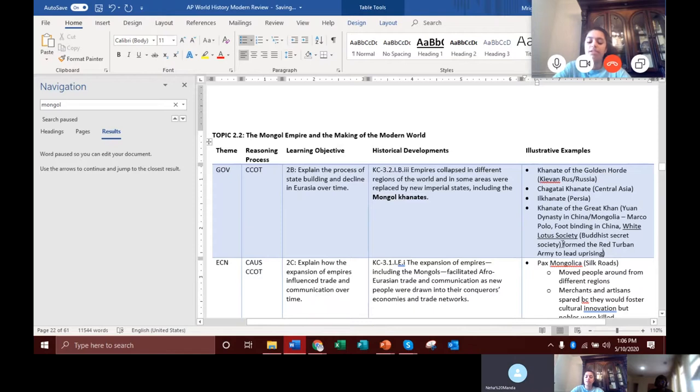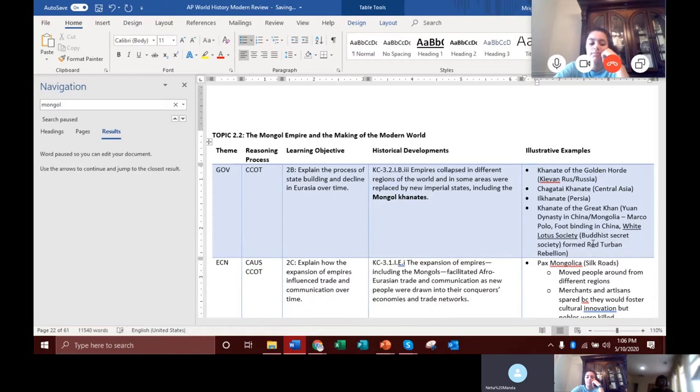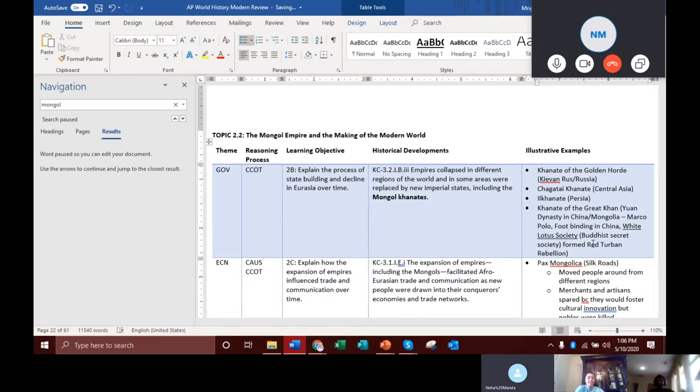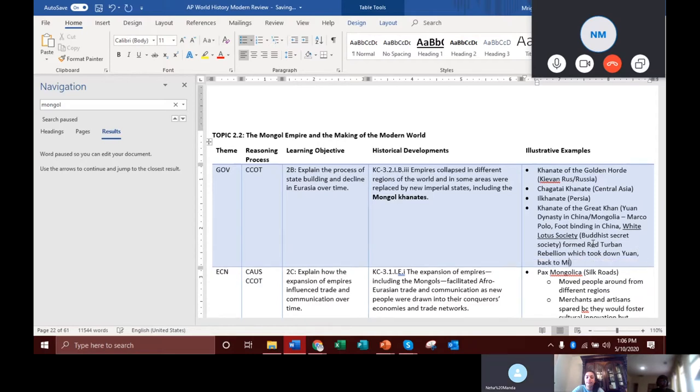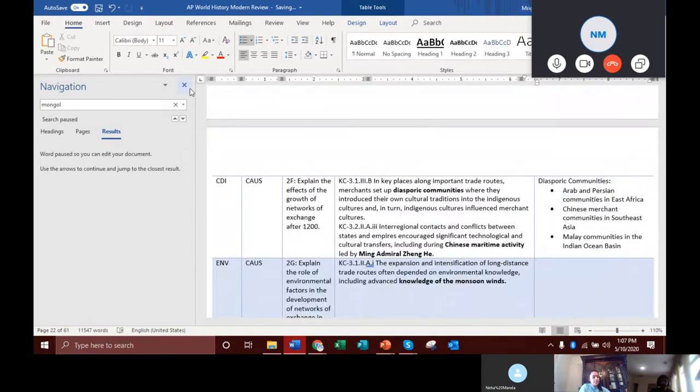It was the Peasant Rebellion, and one of the most catastrophic rebellions. And that was when they started reforming and becoming more modern in China. It was right after that, because they thought Confucianism failed. Oh, the Self-Strengthening Movement. Yeah, that. Okay, Red Turban Rebellion, which took down Yuan, and then back to Ming. Okay, that's China.